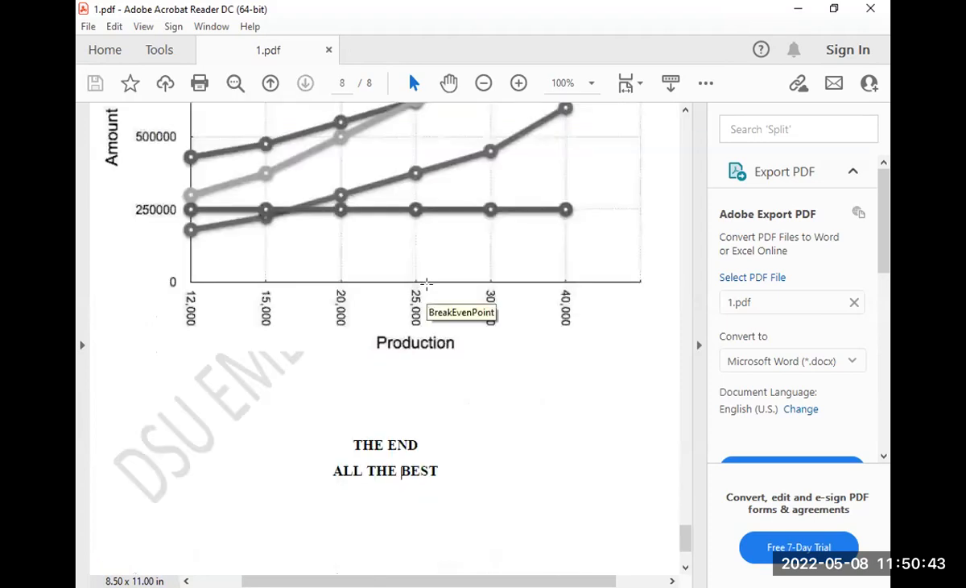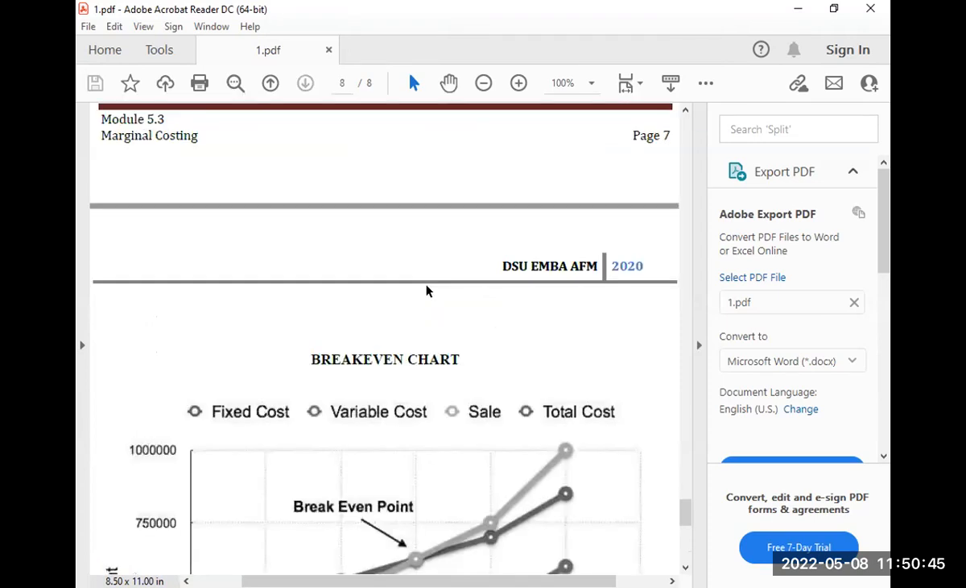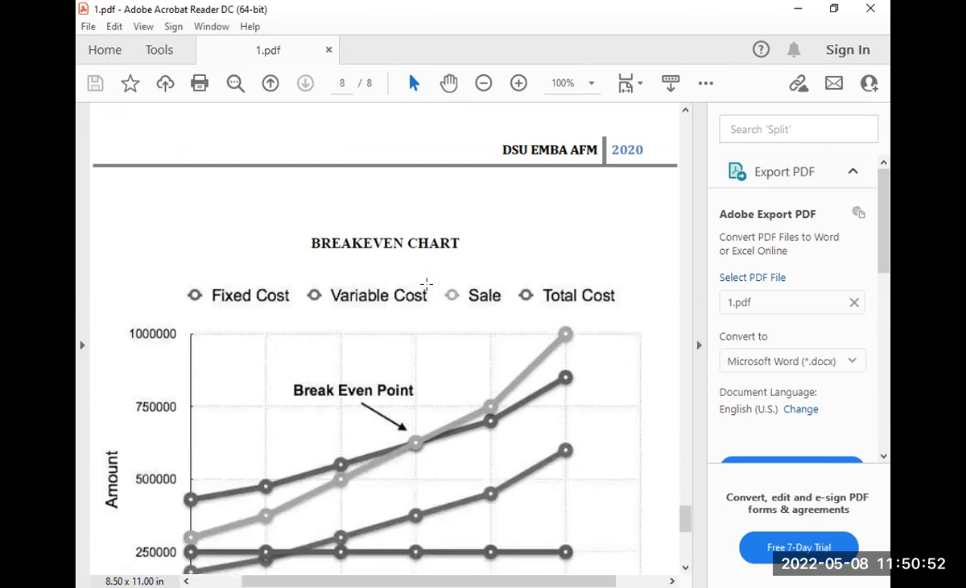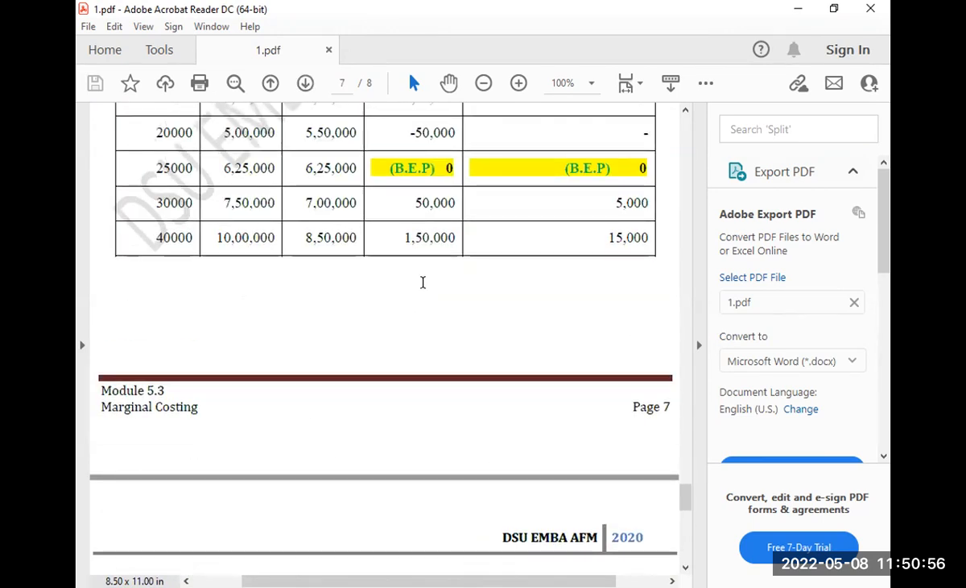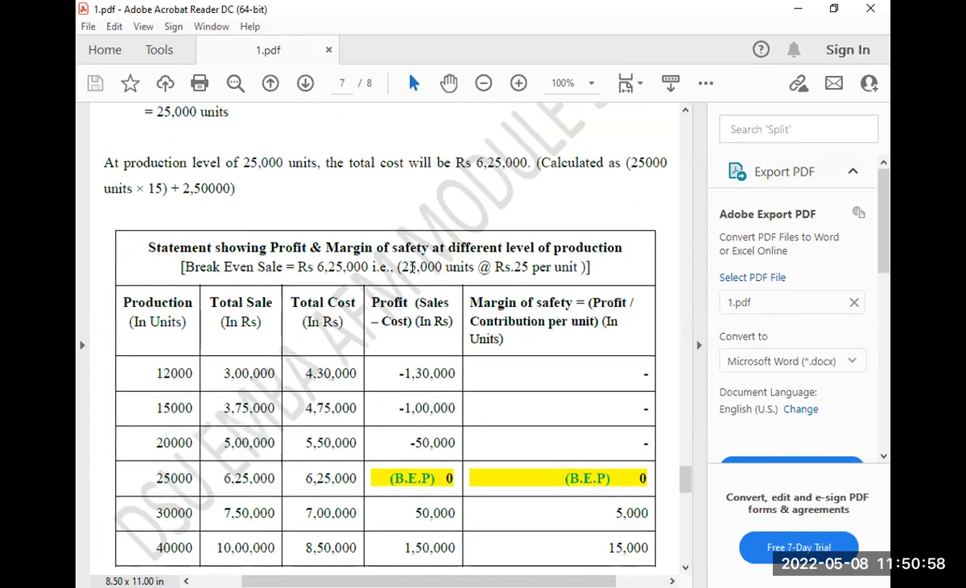The same thing can be represented in the form of a chart, but a chart is not required. We can just calculate, we already calculated. So this is about the small concept of margin of safety, break-even point, CVP analysis, marginal costing, or income statement under marginal costing. Any doubt in this?